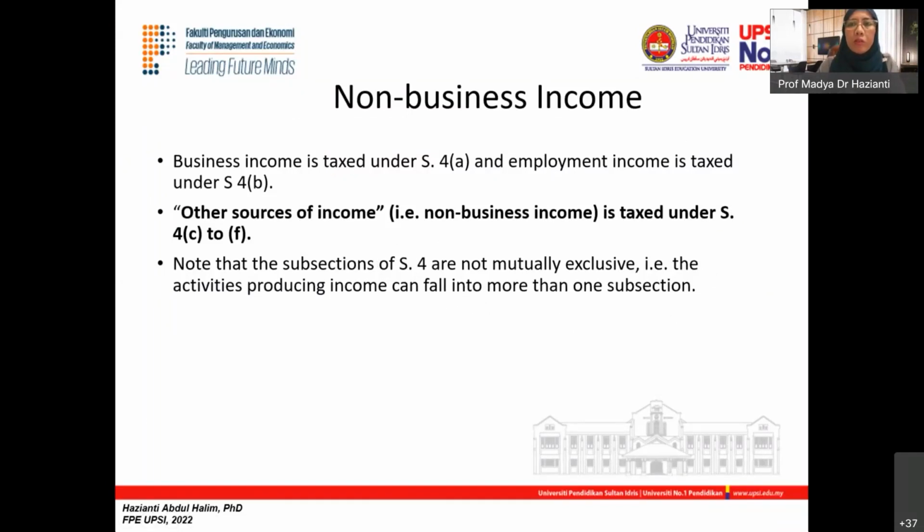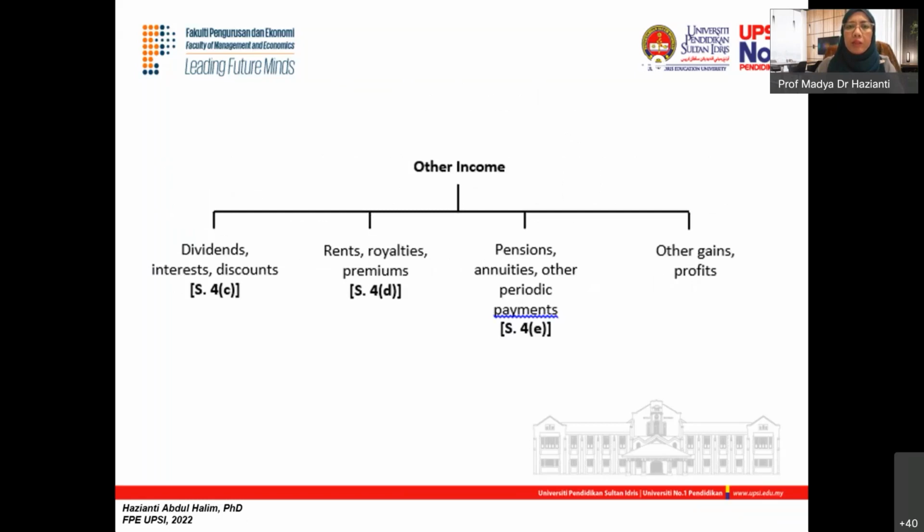Alright, so when we talk about non-business income, we're talking about different types of income, different from employment income. So kita dah spend 1 week plus looking at employment income. So what we have here is non-business income. So it is actually considered as other sources of income lah. Alright, so we have 4 types of non-business income.